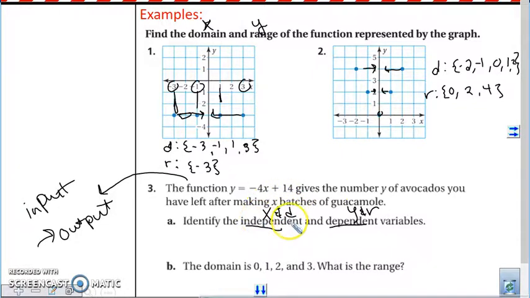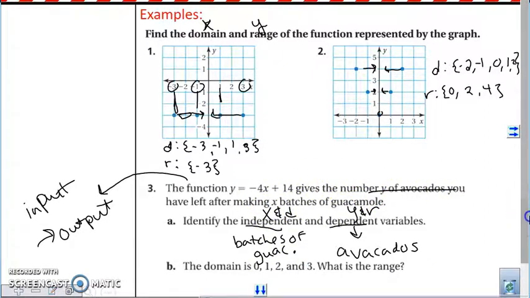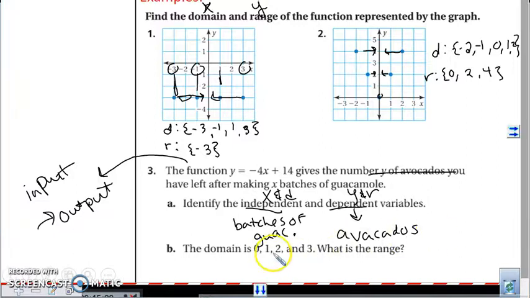So identify the independent variable. Given the number y of avocados, dependent is avocados, and x batches of guacamole, batches of guac, because it said it in our sentence that way. The domain is 0, 1, 2, 3, and what is the range?